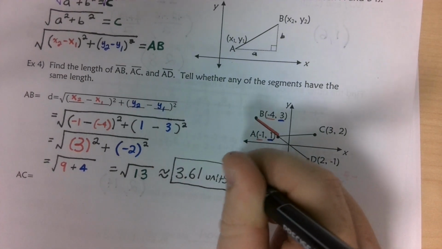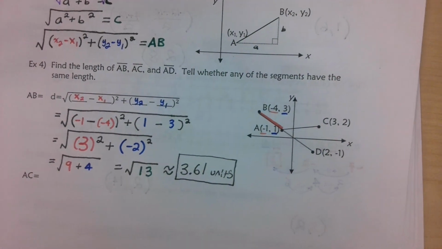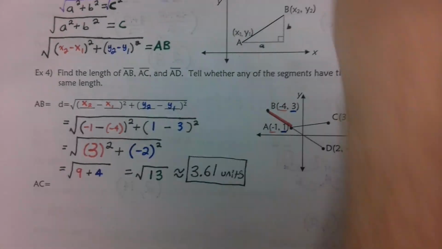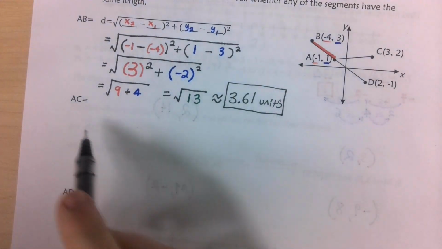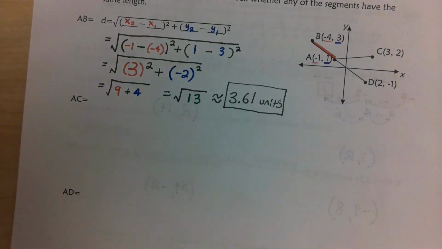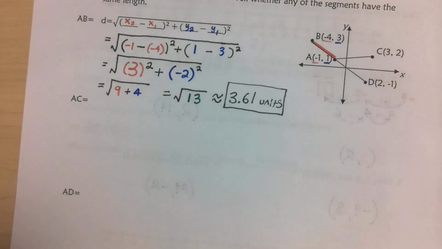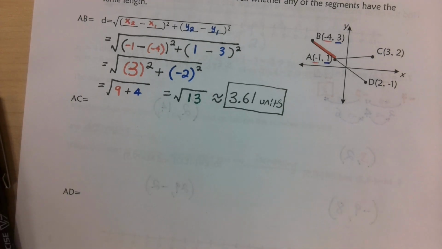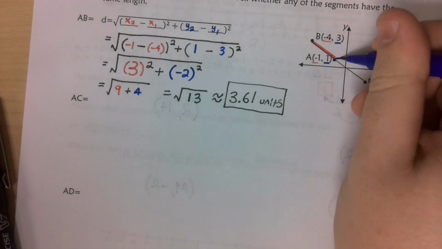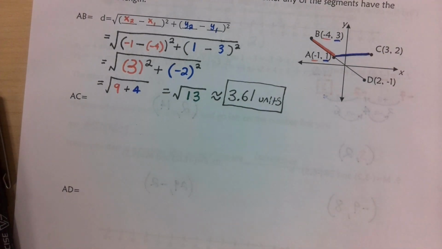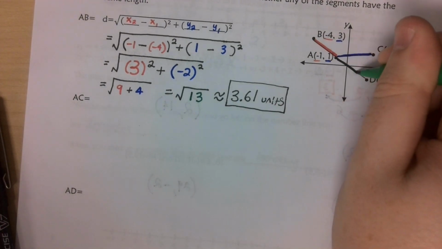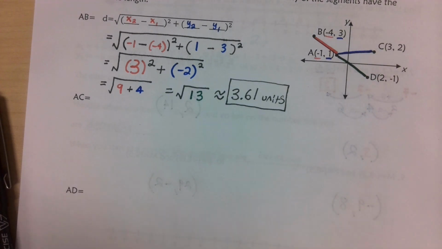Fantastic. I want you to see if you can do this with the next two. It is a very long process because the formula is very long. But none of the individual steps are hard. It's just using the formula is a little bit tricky. Pause the video here and see if you can find the lengths of line segments AC here and AD here. Pause now.